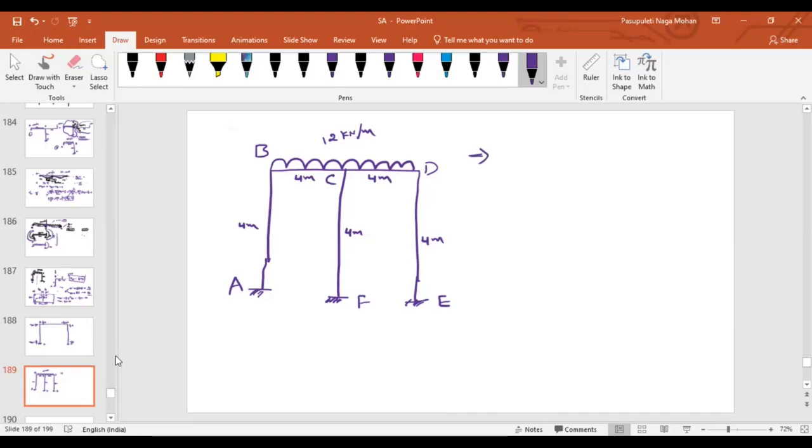If you are taking advantage of symmetry, the slope at point C will be equal to 0, right? Then how will this column behave? As the slope at point C is equal to 0, I can consider this as an axially loaded column, as the rotation at point C is equal to 0. And if you want to solve it by using symmetry, then I should consider it like this only. Isn't it?